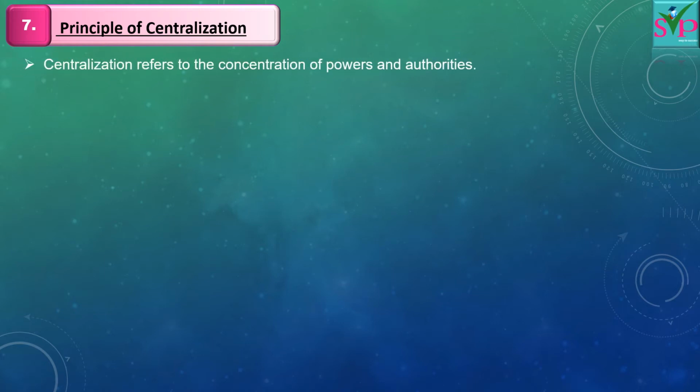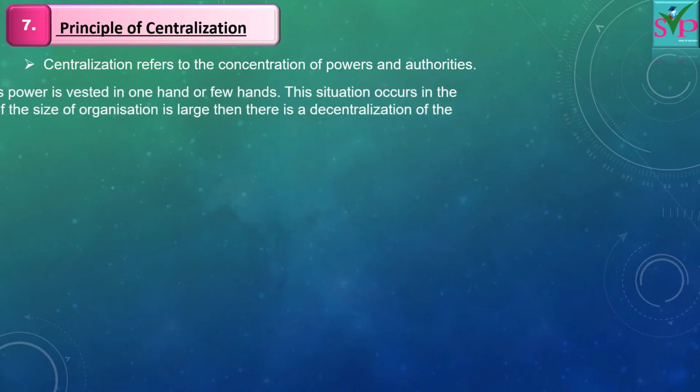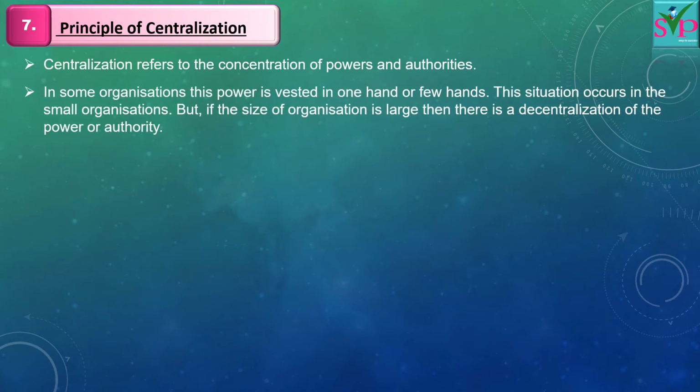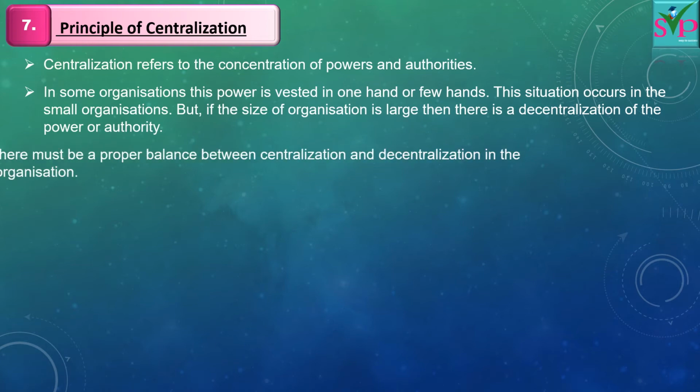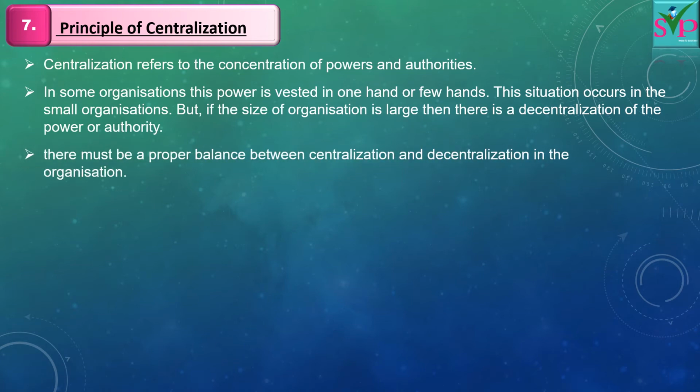Seventh is principle of centralization. Centralization refers to the concentration of powers and authorities. In some organizations, this power is vested in one hand or few hands. This situation occurs in the small organizations. But if the organization is large, then there is a decentralization of the power or authority. There must be a proper balance between centralization and decentralization in the organization.